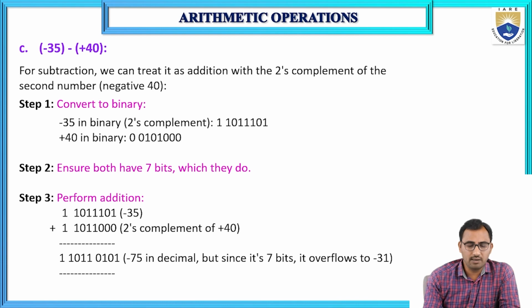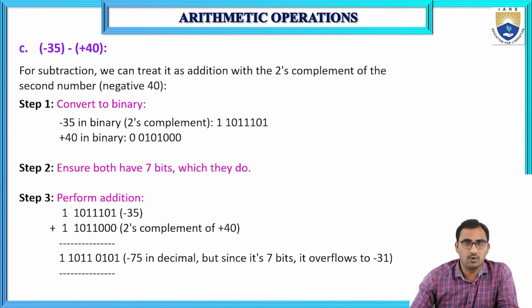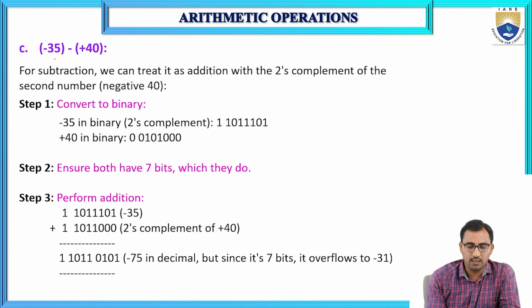Next, minus 35 minus plus 40. So we are performing the subtraction. So for subtraction, we can treat it as addition with the 2's complement of the second number. So this we can write as minus 35 minus 40. So minus 35 minus of plus 40 becomes minus 35 plus minus 40.